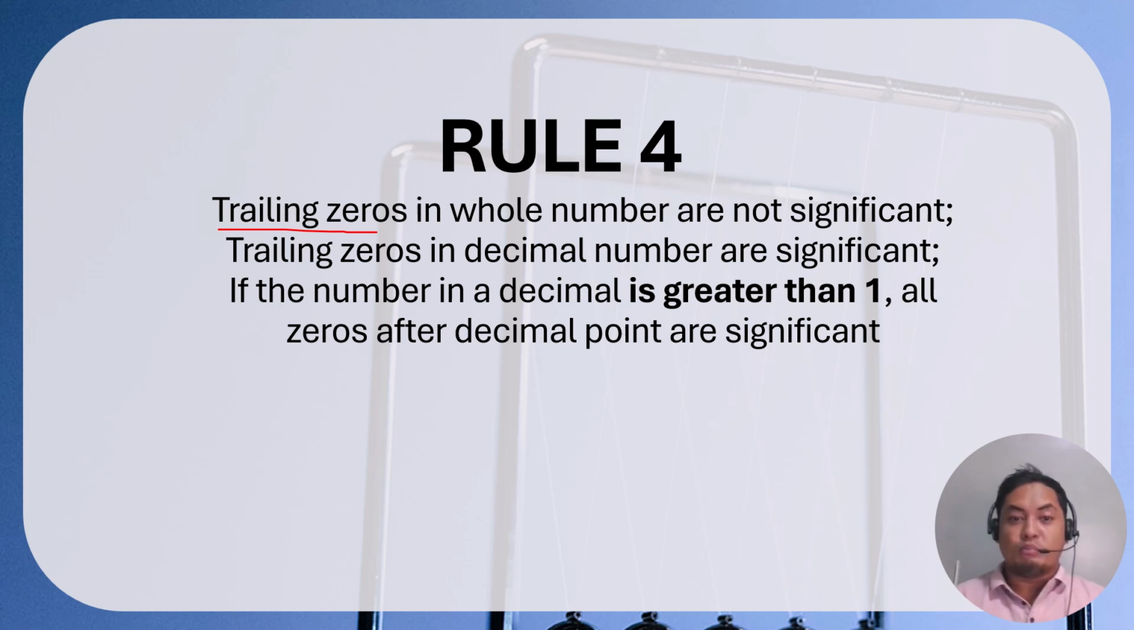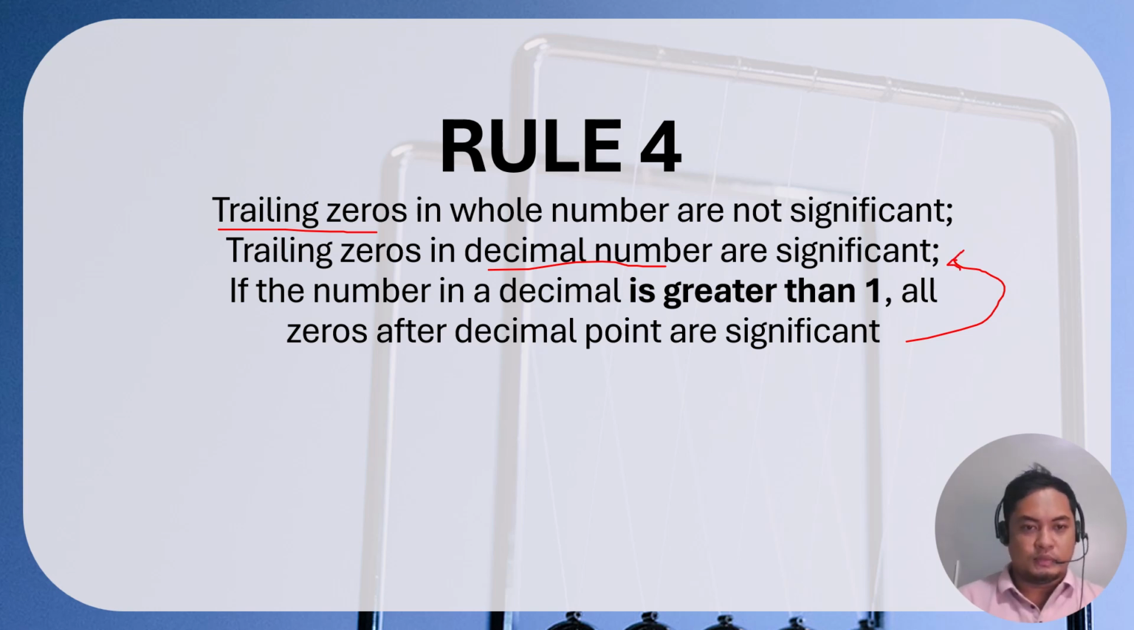But in a whole number, trailing zeros are not significant. However, in a decimal number, trailing zeros are significant. So we should be very careful about it. Again, trailing zeros in a whole number are not significant. But trailing zeros in a decimal number are significant. If the number is a decimal greater than 1, all zeros after the decimal point are significant. It's just connected to the second statement here.